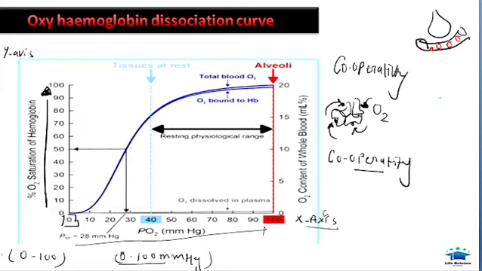This is the alveoli. The pressure of oxygen in the alveoli is 104 mmHg, and the pressure of CO2 is 40 mmHg. This is the deoxygenated blood, and this is the oxygenated blood. This is the RBC, and this RBC has CO2 in more concentration.